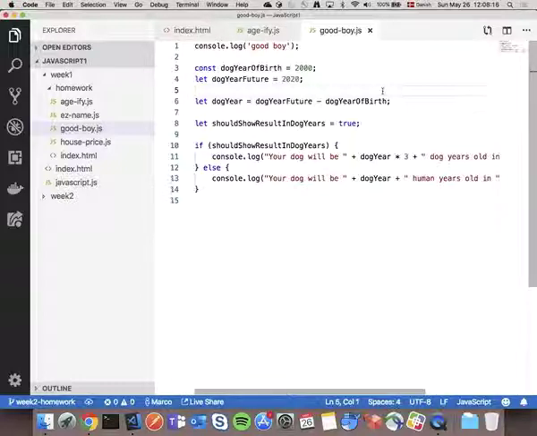So yeah, this exercise was exactly the same. You have the year in the future and the year when it was born. It's a subtraction to know how old the person, or in this case the dog, is. And then we have a boolean that can either be true or false, so that we can make a condition to check: should we show the results in dog years or not? And then I just put that dog years is 3 times more than humans.